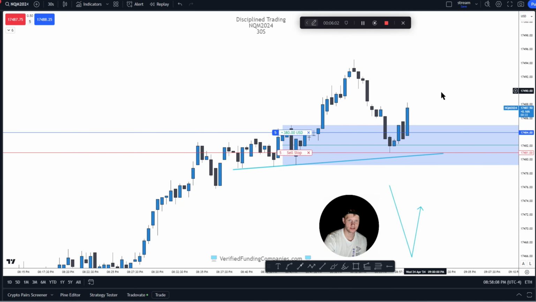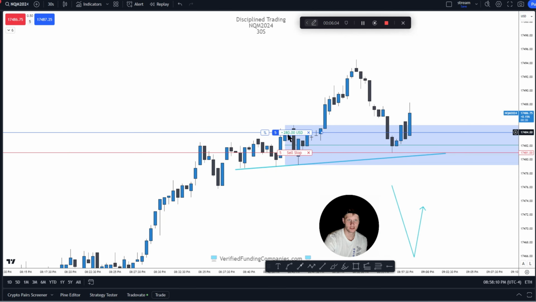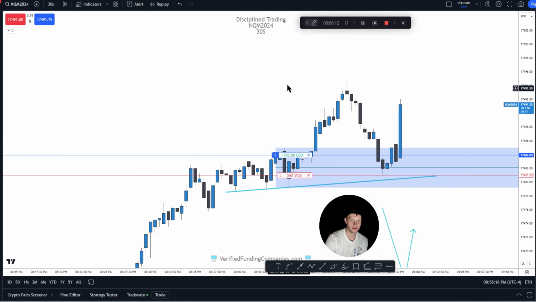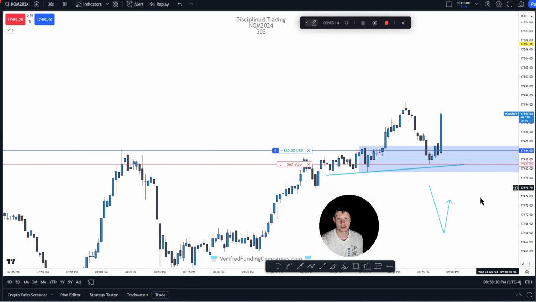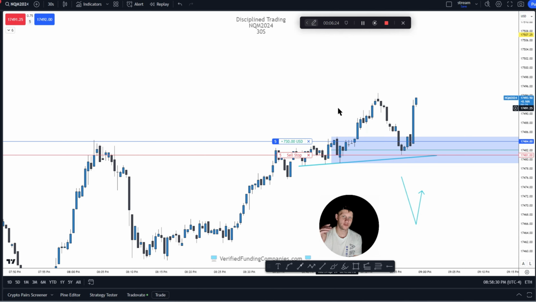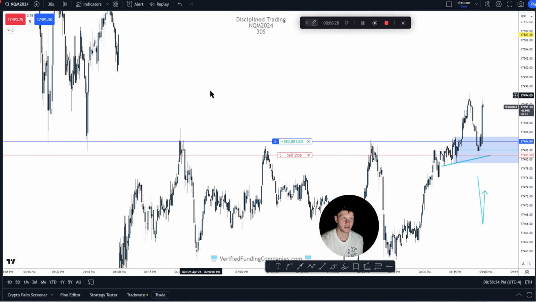Boom, there it is, right? Beautiful, right? 5 contracts. At 3 points, this one might be a little bit over my risk tolerance, but it's pretty close. Usually I want to be risking about $250. I just want to show you guys that it is possible to trade multiple contracts if you're framing the trade correctly. Now I have an upside target that is quite a ways away.